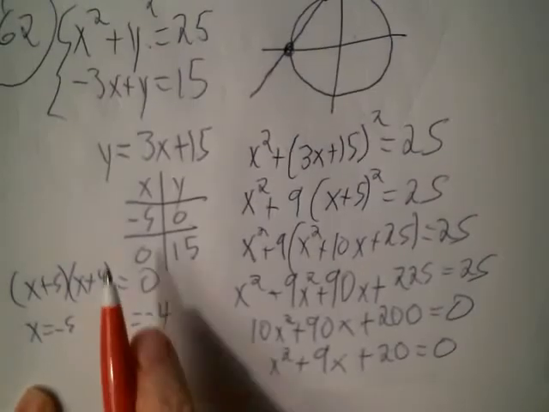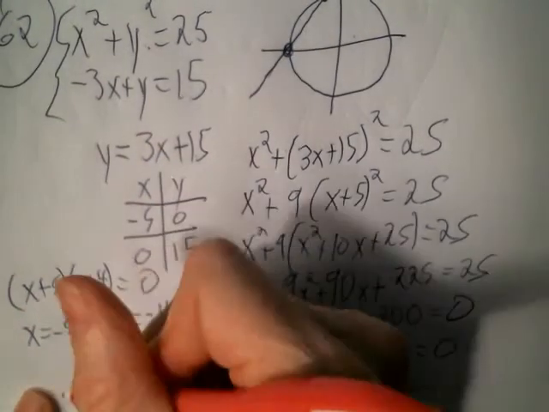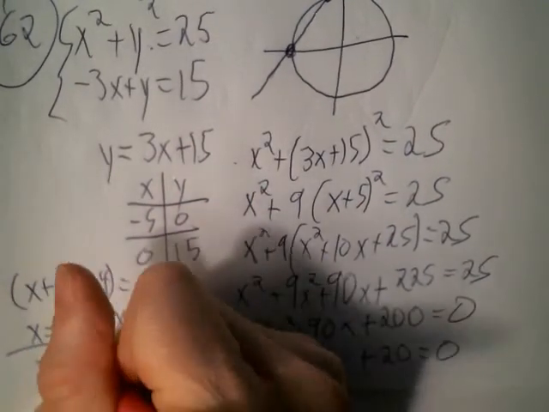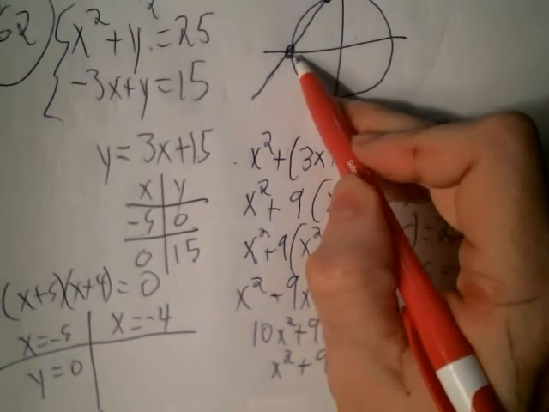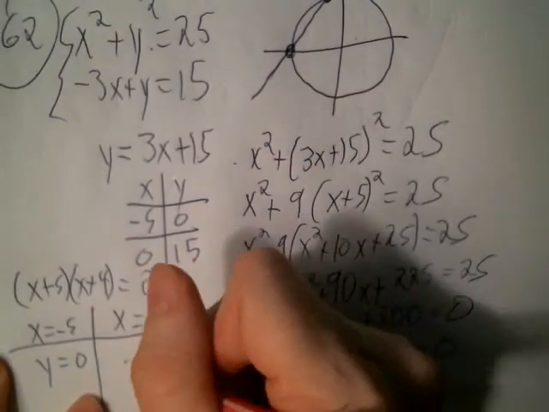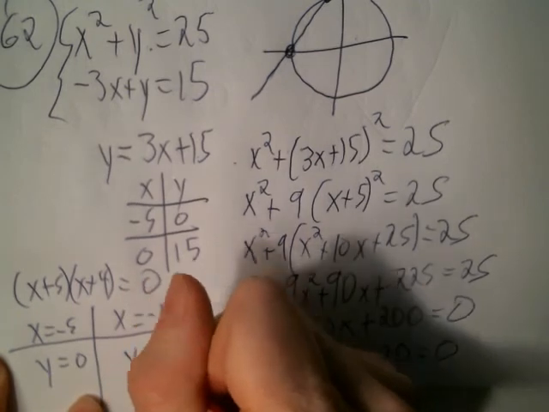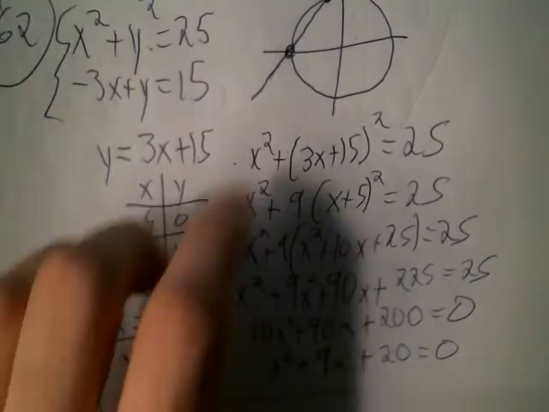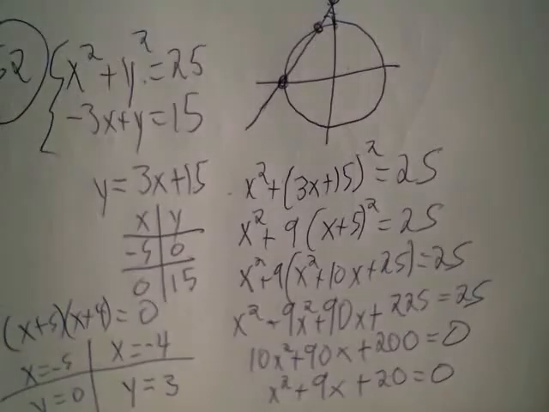And then back substitute to get your corresponding y values. So when x is -5, y is 0, and that gives us this first point of intersection. And when x is -4, y is 3, so that gives us this other point here. Okay, so there's a bit of a review. Next time we'll look at linear models and rates of change, and then functions and graphs. Okay, thanks.